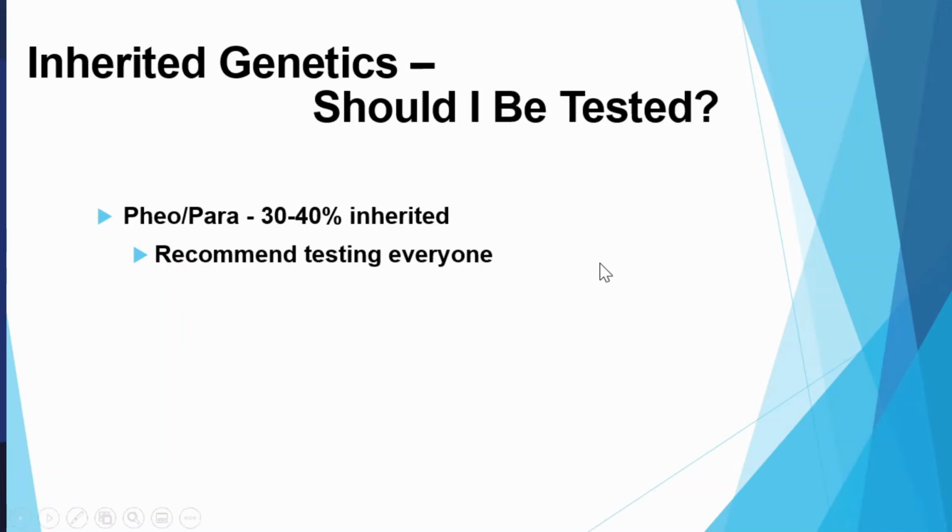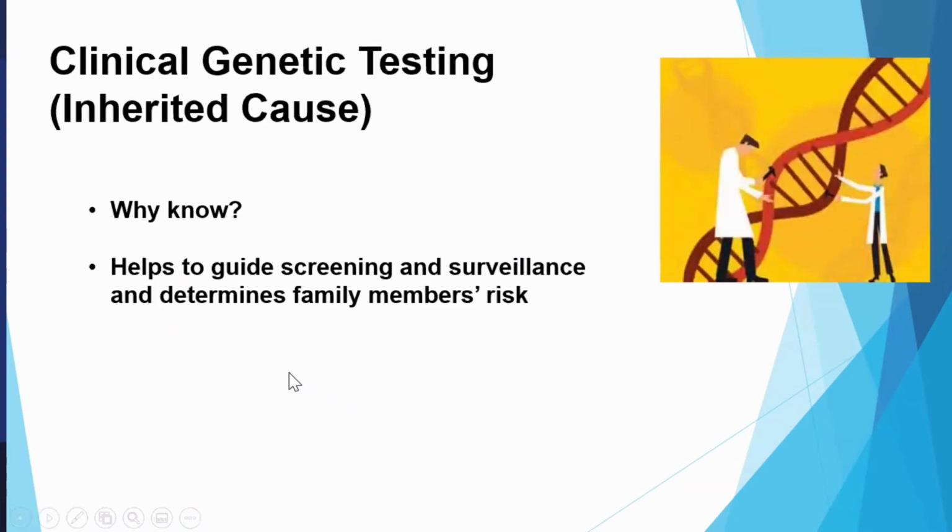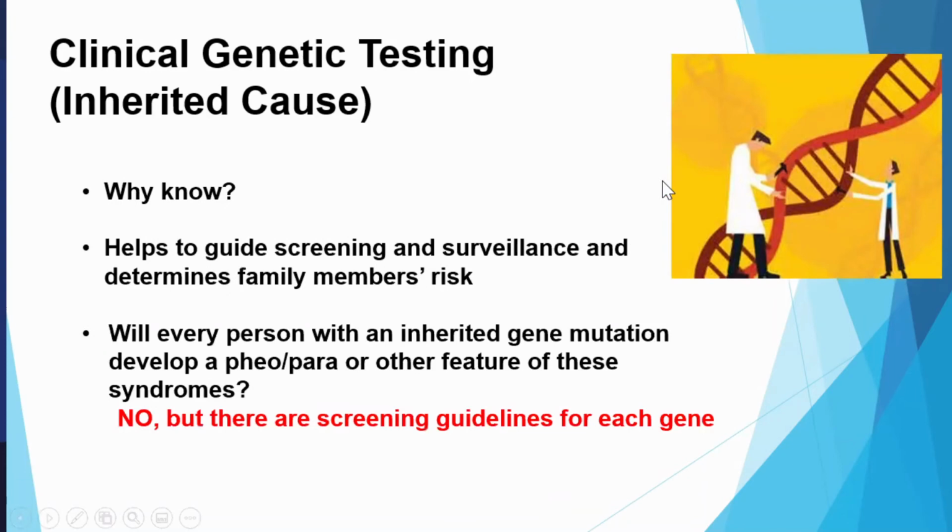And the question is then why? And the answer is because it helps us guide how we should screen that person and monitor them going forward. And it also helps determine what their family member's risk is. So if that person has a Pheo Para but doesn't have a genetic cause, we monitor them in a different way than if that person has a Pheo Para and has a genetic cause. There may be other things we need to do for screening. So it changes how we manage you and your family members.